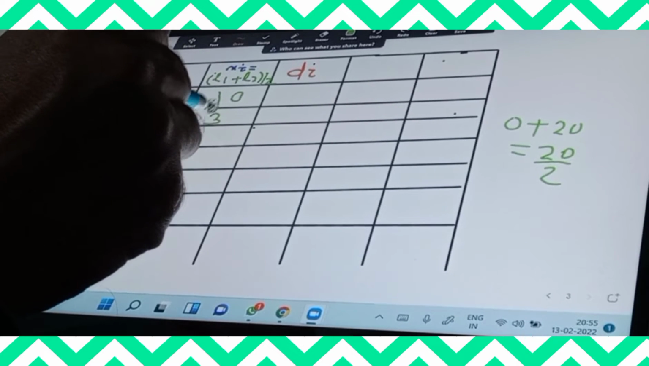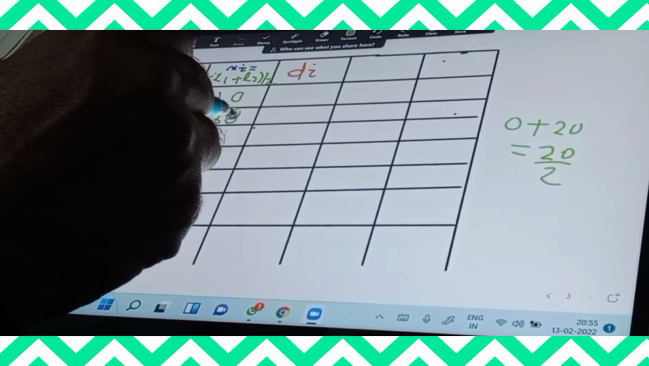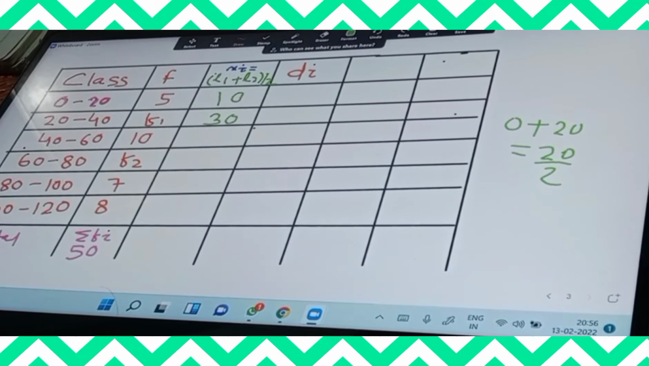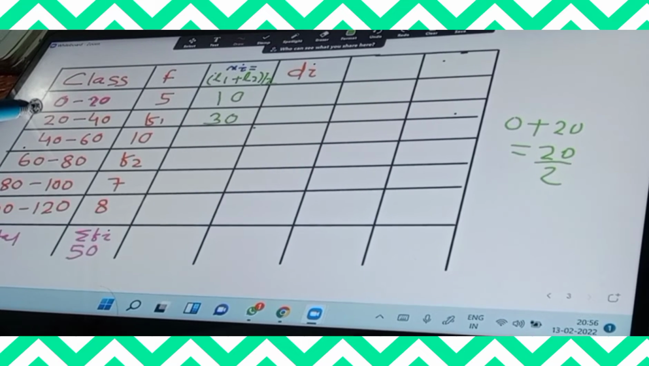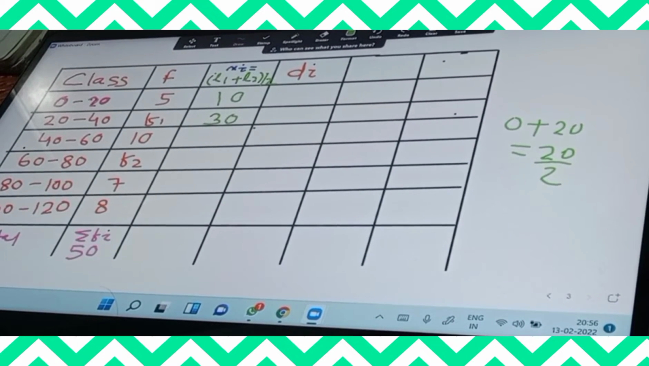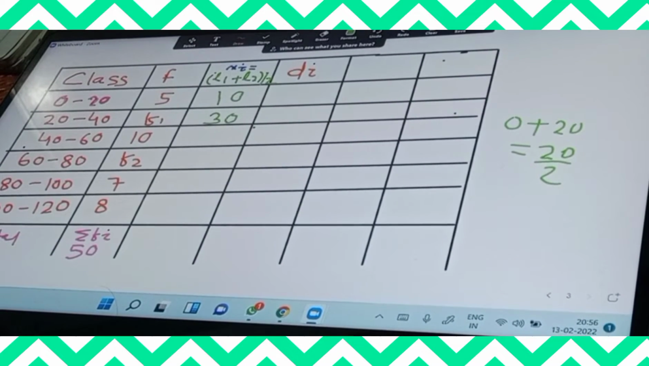Once again, see an interesting concept there. In the class interval, what is the class size? The class size is the difference between the upper limit and lower limit. In the first class interval it is 20 minus 0, which is 20, and in the second class interval 40 minus 20 is 20. Upper limit minus lower limit. If you see clearly, all the class sizes are the same. So this is a set of class intervals having the same class size.